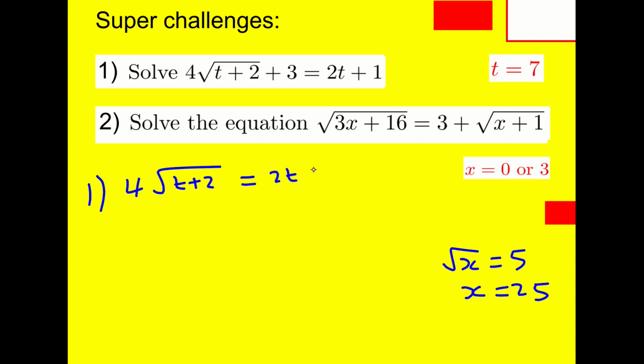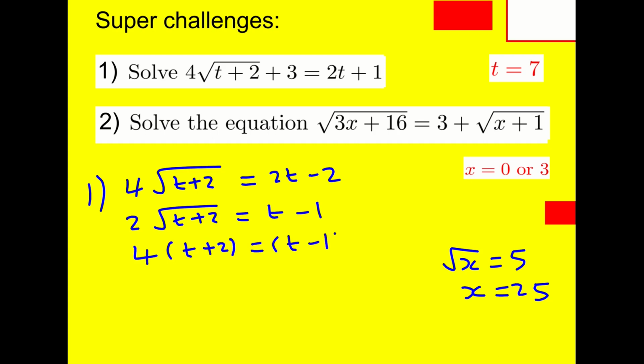So it's going to be 2t minus 2. I could divide by 4, but then I'm going to have a fraction. But actually, it would probably make sense to divide by 2 to simplify it slightly. If you don't see to do that, that's okay. But now I'm going to square both sides. And when I square both sides, I square each term individually. So I'm going to get 4 times t plus 2 equals t minus 1 squared.